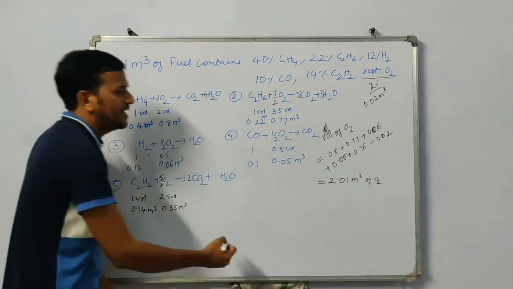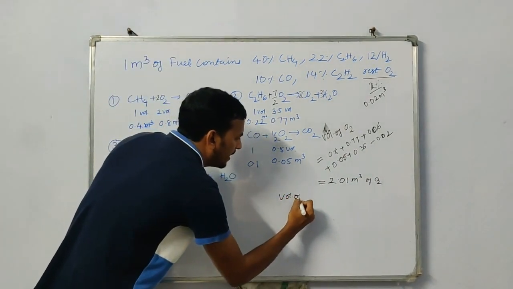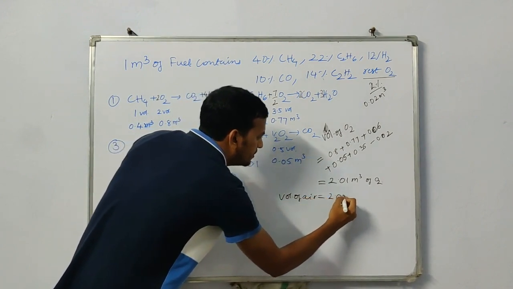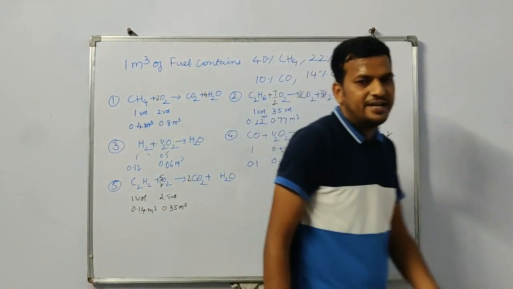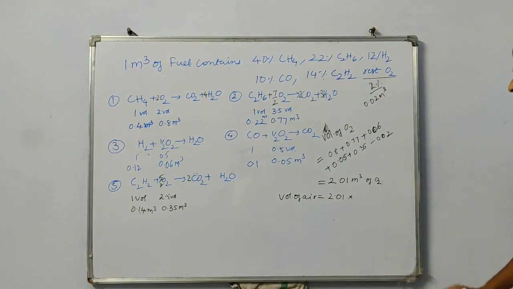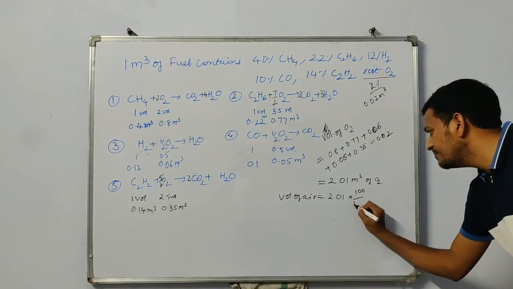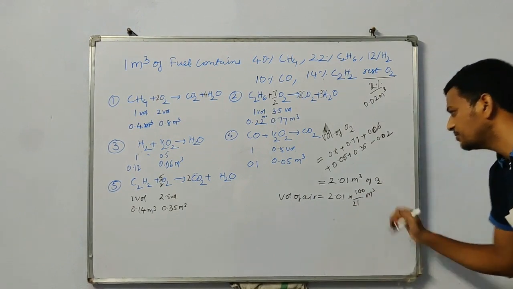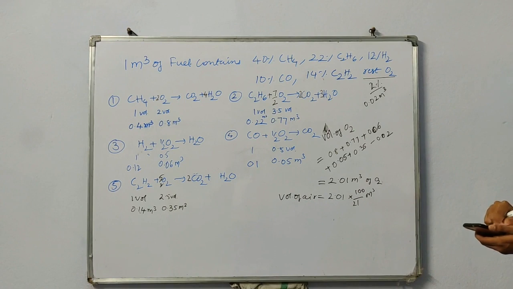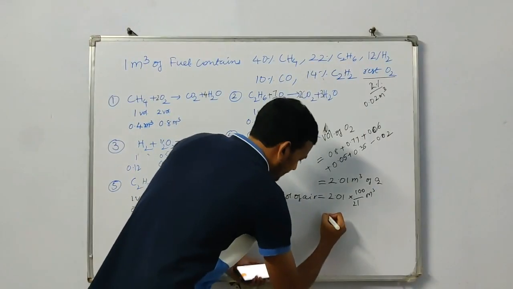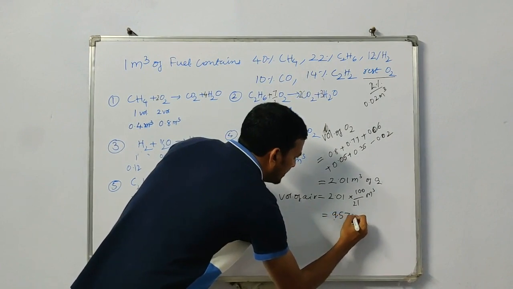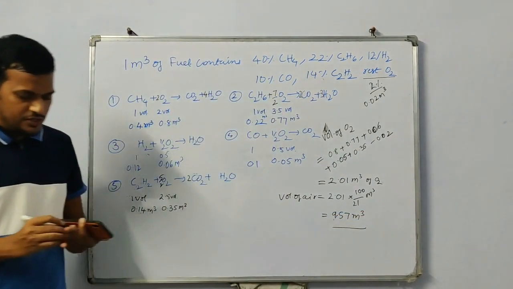Now we have to calculate the volume of air. Volume of air equals 2.01 into, and air contains 21% oxygen by volume, so you multiply with 100 by 21. So it is 2.01 into 100 divided by 21. You are getting around 9.57 meter cube.